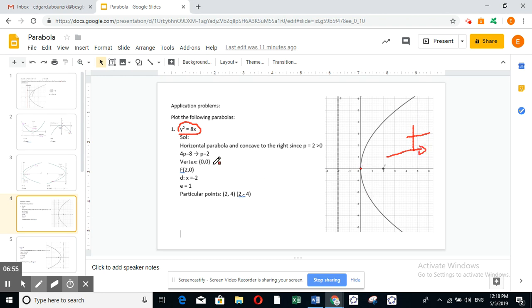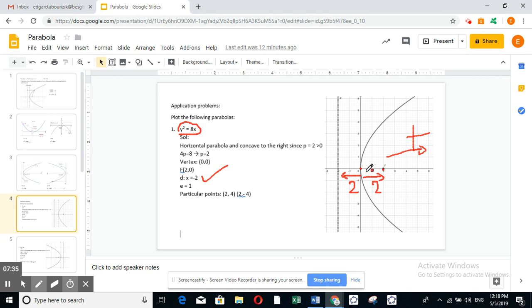Now the vertex is (0, 0). My aim is to find p. As we said in the beginning, y square equal 4px. So 4p is 8. Always this is called 4p. So p is 2. So we take 2 from the vertex on that side and 2 from the other side. The focus is inside the concavity of the curve. So since it is horizontal, the focus will be (2, 0), and because the directrix is vertical, it will be x equal minus 2, and always eccentricity is 1.